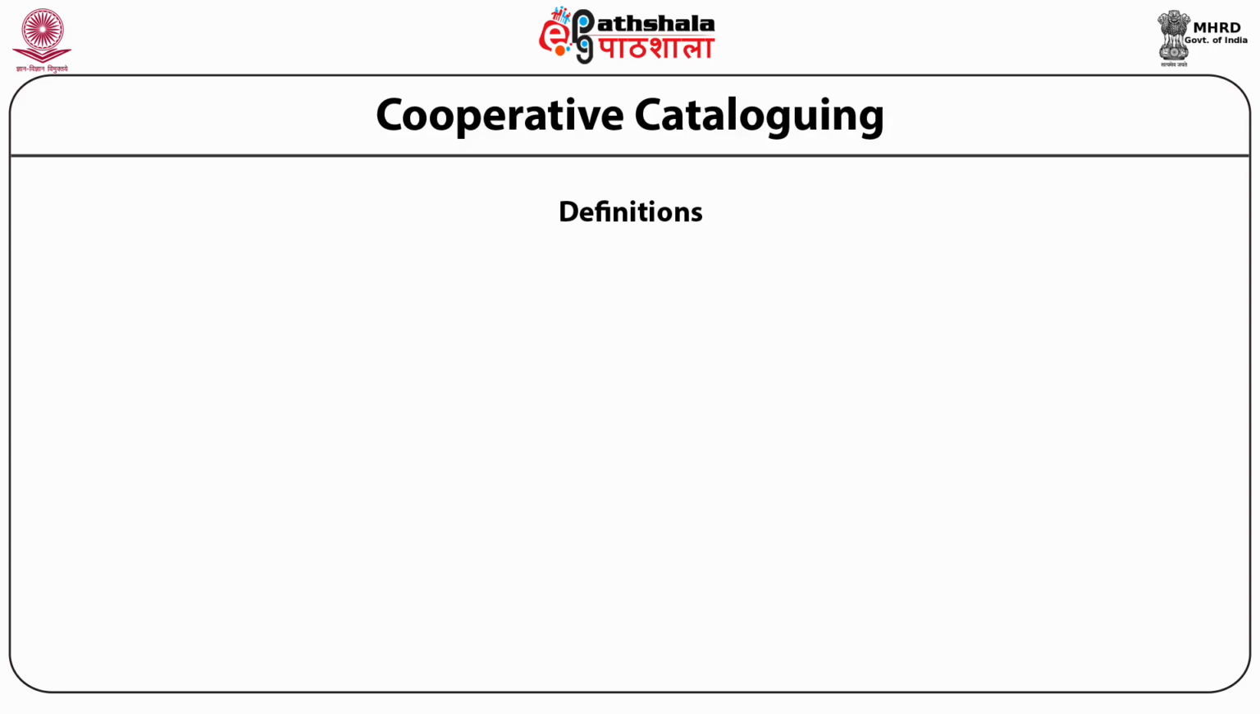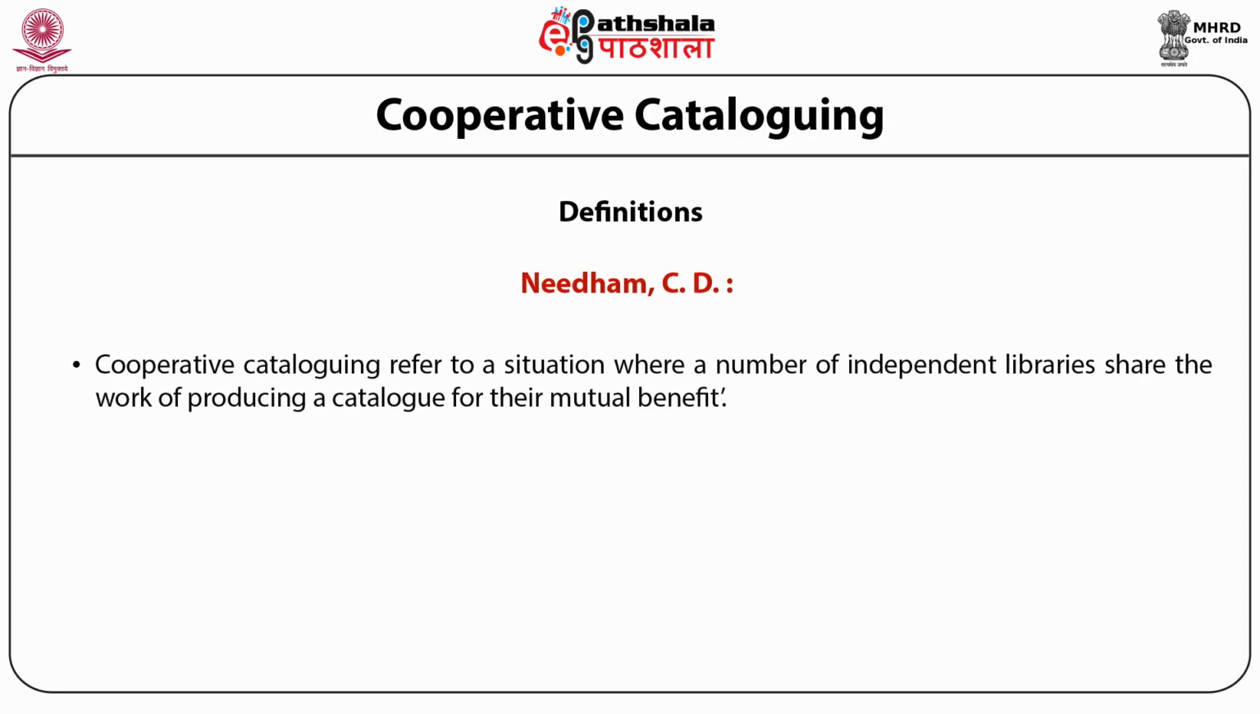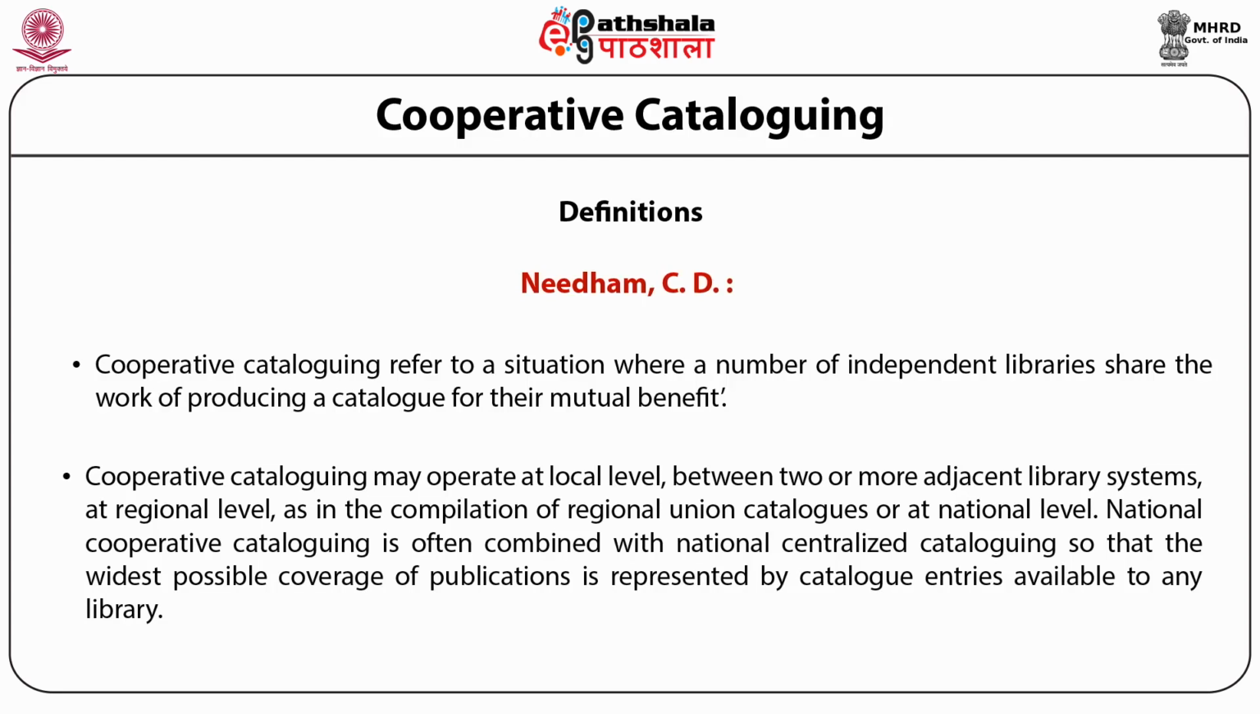Third definition is by C.D. Needham. He has defined cooperative cataloging in the following words. Cooperative cataloging refers to a situation where a number of independent libraries share the work of producing a catalog for their mutual benefit. Cooperative cataloging may operate at local level between two or more adjacent library systems, at regional level as in the compilation of regional union catalog, or at national level. National cooperative cataloging is often combined with national centralized cataloging so that the widest possible coverage of publications is represented by the catalog entries available in any library.